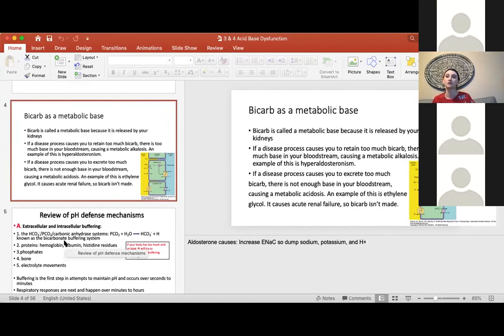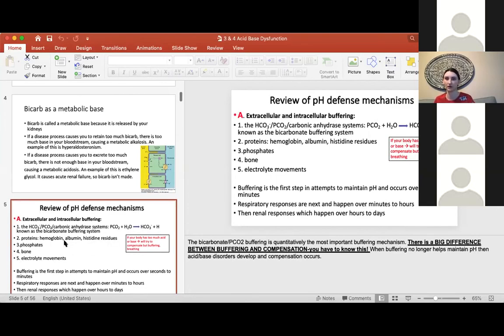Okay, so bicarb, if we have a lot of bicarb, then that's going to be more alkalotic, and it's going to be a metabolic alkalosis, like if there's too much aldosterone, because there's going to be more bicarb released by your kidneys. If you excrete too much bicarb and you get rid of it, it's going to cause a metabolic acidosis. So like our ethylene glycol example.